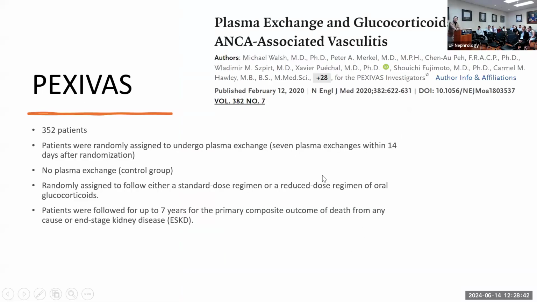So now we want to know whether plasma exchange is good or not in patients with these conditions. About 352 patients were in this trial. Patients were randomly assigned to undergo plasma exchange or no plasma exchange, and at the same time were also assigned to a standard dose regimen of oral glucocorticoid and rituximab. These patients were followed for 7 years.